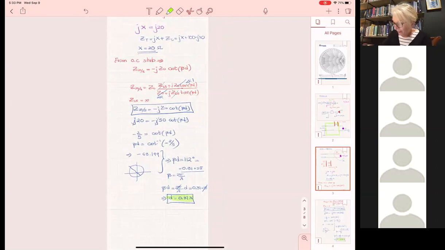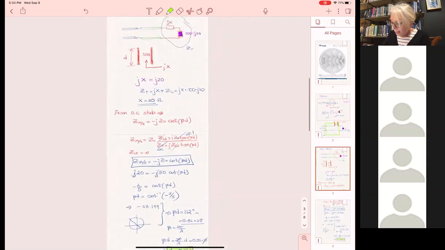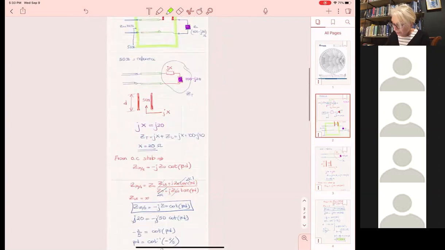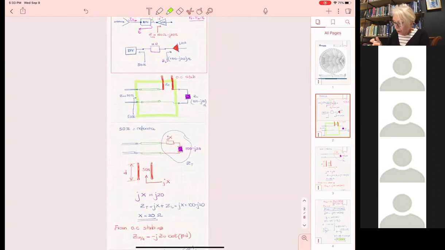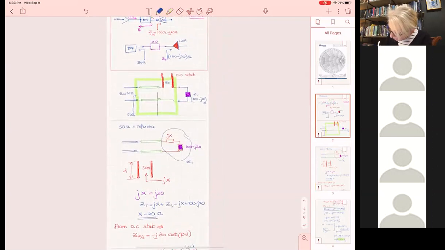Yes, ma'am. Okay, good. That is so clear. Now, I found the length of the stub. So what do I see here with the right stub in place? What do I see there? I see only 100 ohms. Do you agree? Yes? Yes, that makes sense. Perfect.